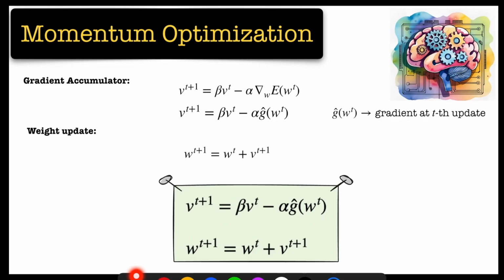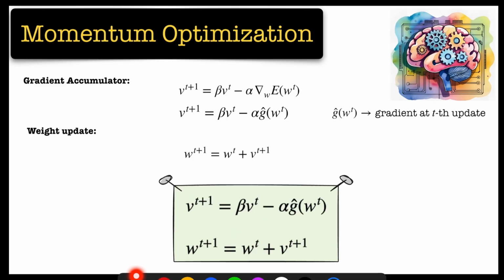So what is velocity? Velocity is, instead of using the current gradient, we accumulate gradients from previous states. So we have to keep track of the direction over multiple iterations, right? We have to keep track of the previous iterations. So instead of using the current gradient, we accumulate gradients from previous steps. This is the gradient accumulator.